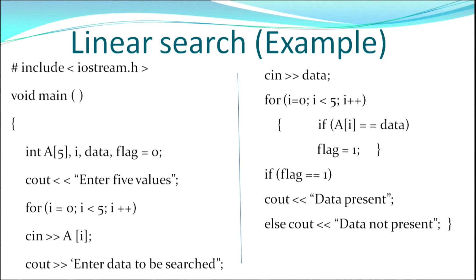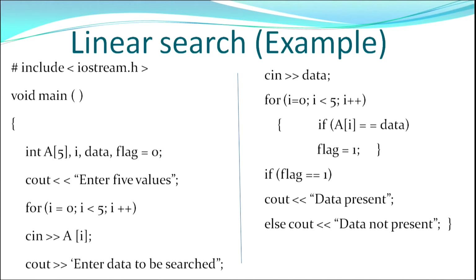1. So, at the end of this particular loop, if the element is found, means some comparison returns true, the if statement that is inside the for loop comes out to be true, then flag becomes 1, and if flag becomes 1, then obviously the data is present.